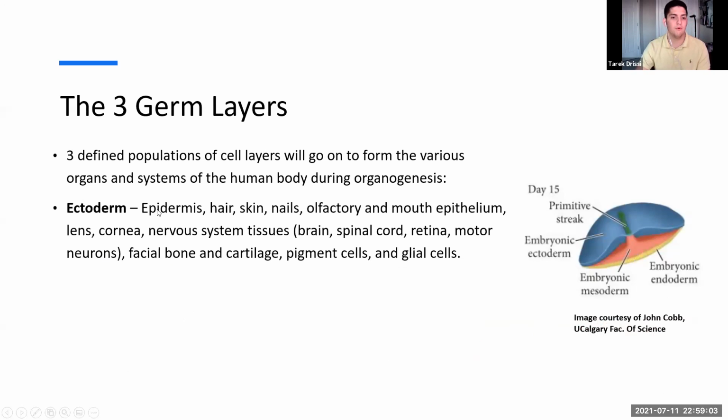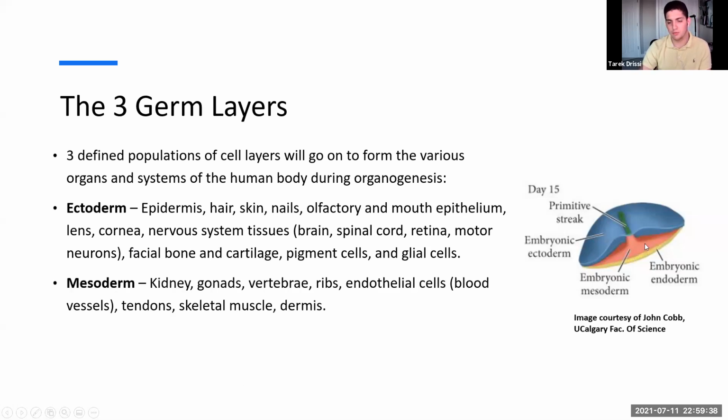It forms the epidermis, so the skin, hairs, I said skin here, but epidermis is the same. Nails, the epithelium of the nose and mouth, so olfactory and mouth epithelium, the lens in your eye, which is the clear part that's underlying your pupil, the cornea, the nervous system tissues such as the brain, spinal cord, retina, motor neurons, facial bone and cartilage, pigment cells, and glial cells. That all comes from this blue layer on the very outside.